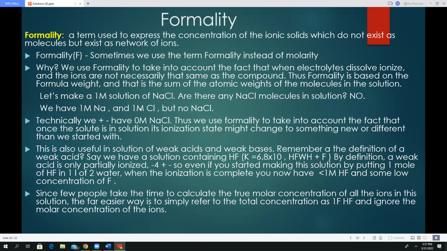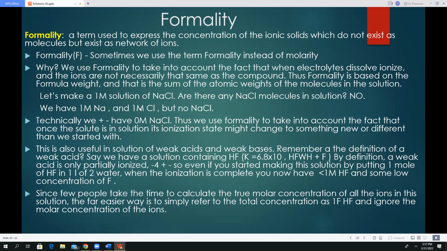All right, and then formality. Once again, how do we do that? Sometimes we use the term formality instead of molarity because formality takes into account that when electrolytes dissolve or ionize, the ions are not the same as the compound. Formality is based on the formula weight, which is the sum of the atomic weights of the atoms in the formula.